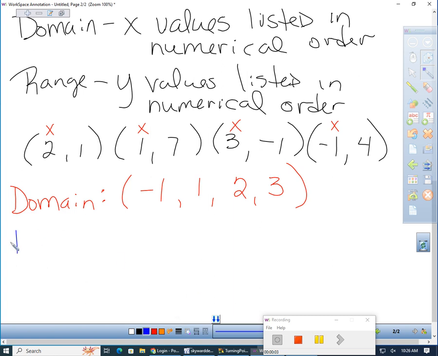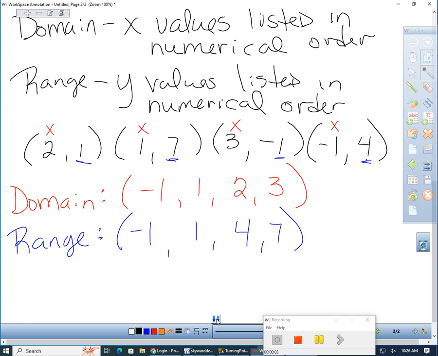Our range is our y values. Again, we write range, little colon, parenthesis. Our y values, and again, we put them in numerical order. So we have -1, 1, 4, and 7. Okay? If any number happens to repeat, you only list it once. Okay? So you don't have to write it more than one time.